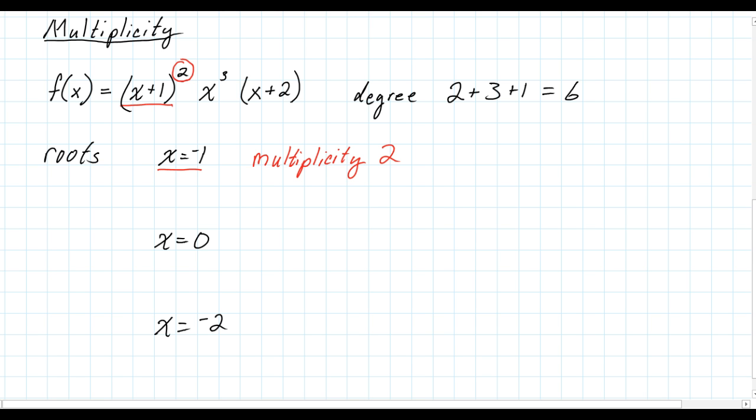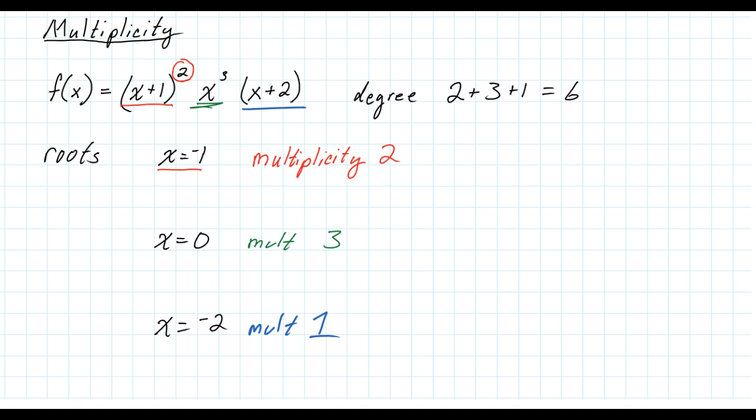When x = 0, that's when that term is equal to 0. The degree of that term is 3, so this has multiplicity 3. And then at -2, that's when this term is equal to 0, and that term is of degree 1, so this has multiplicity 1.